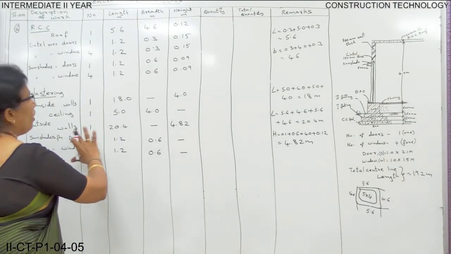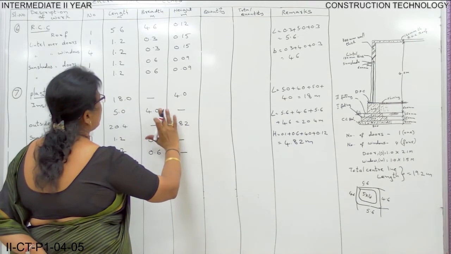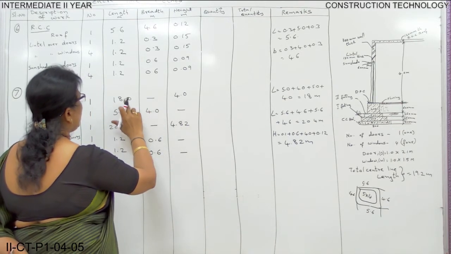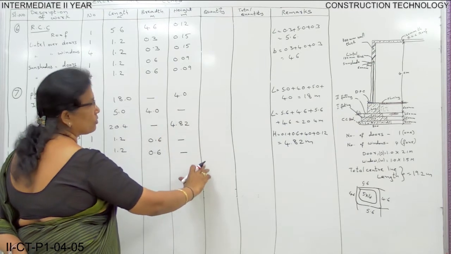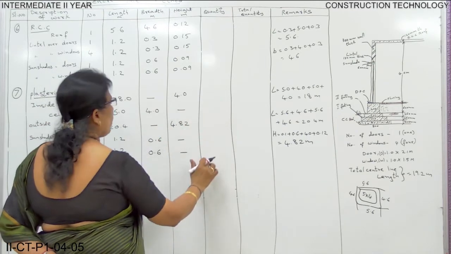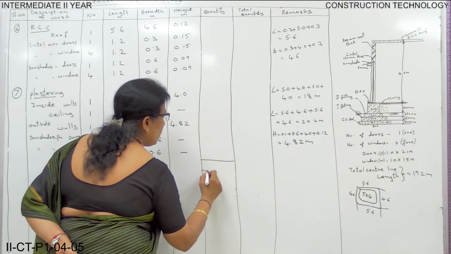Now, take the quantities by multiplying, individually 1.2 into 0.6 into 4, and you get the values of each and every item. Now you add and just write the value here only.